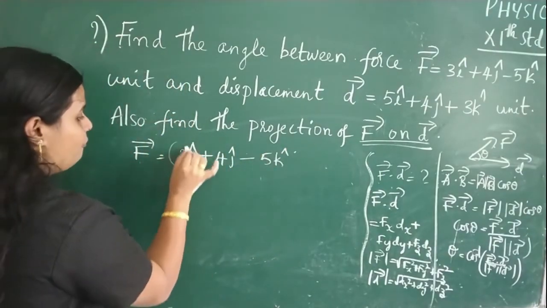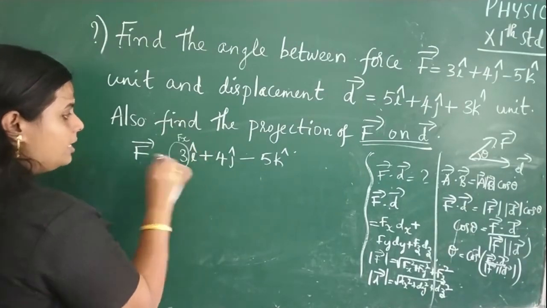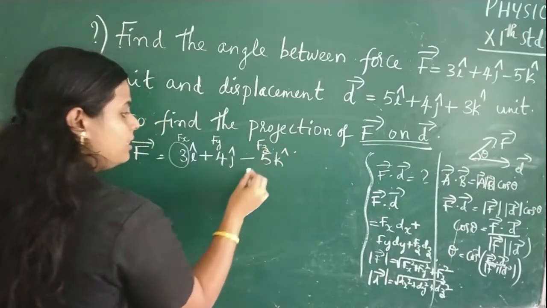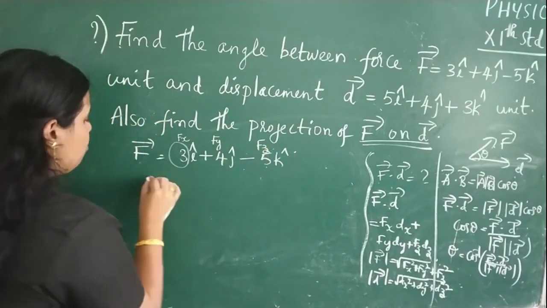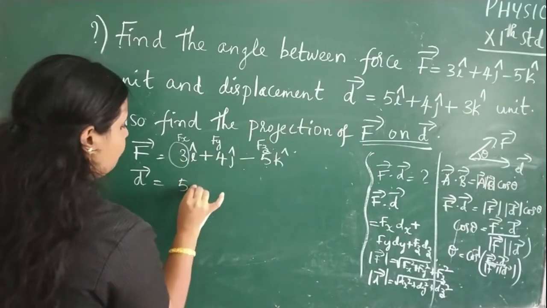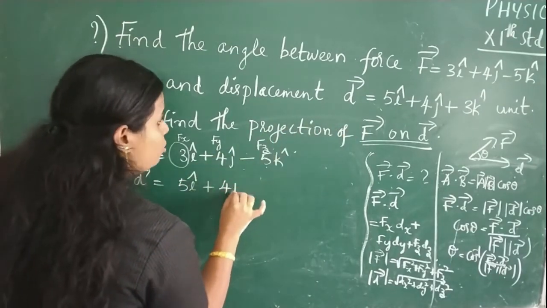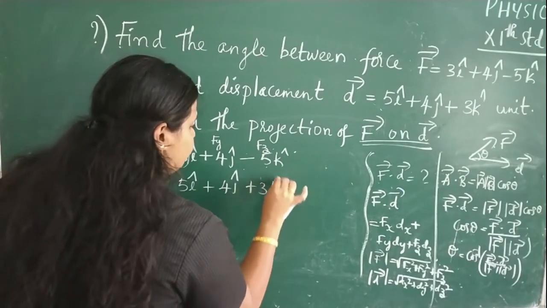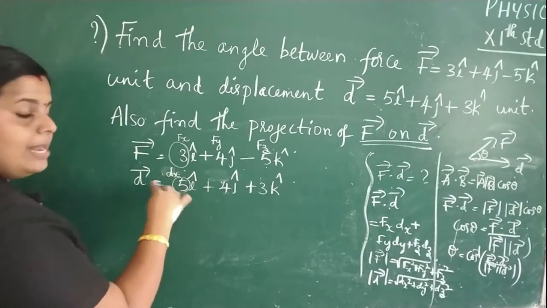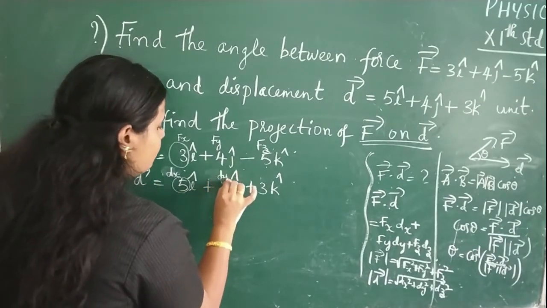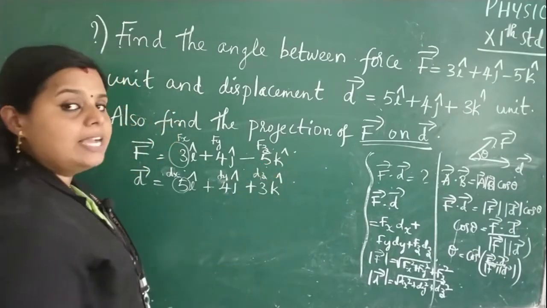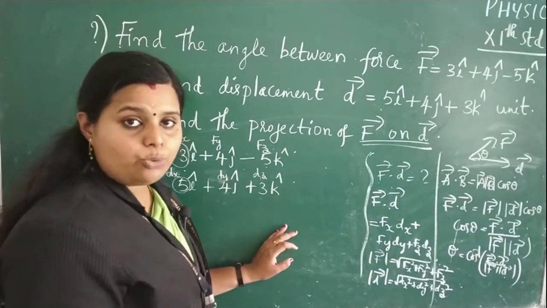Okay, അപ്പോൾ ഇവിടെ f x ന് പകരം വരുന്ന ടേം ആണ് 3, f y ക്ക് പകരം വരുന്നതാണ് 4, f z ന് പകരം വരുന്നതാണ് -5. Now what about the vector d? D is equal to 5i plus 4j plus 3k. Okay, so ഇവിടെ dx എന്ന് പറയുന്ന x component of displacement ആണ് 5, dy എന്ന് പറയുന്ന y component of displacement ആണ് 4 and dz എന്ന് പറയുന്ന z component of displacement ആണ് 3.